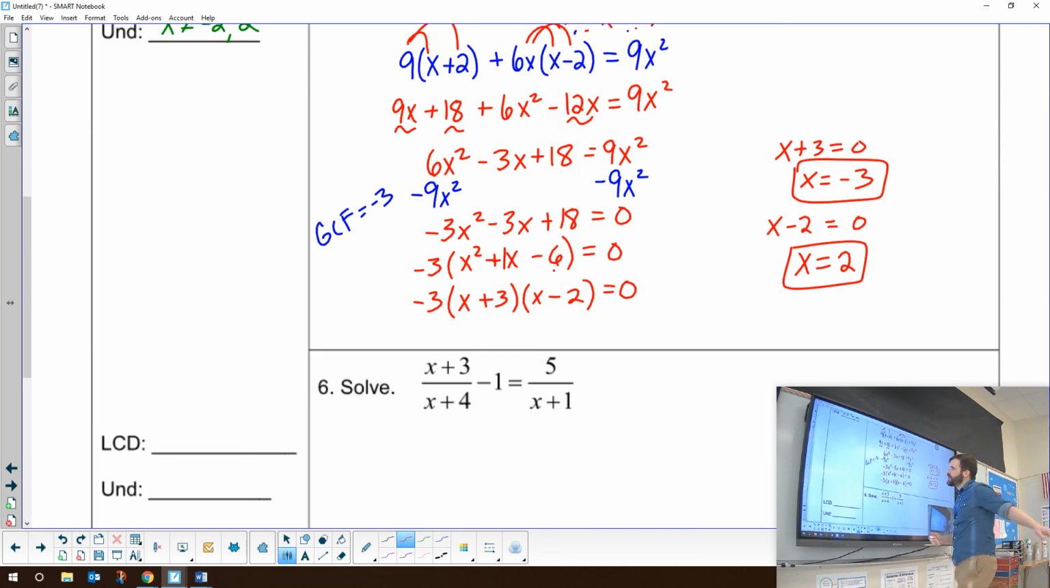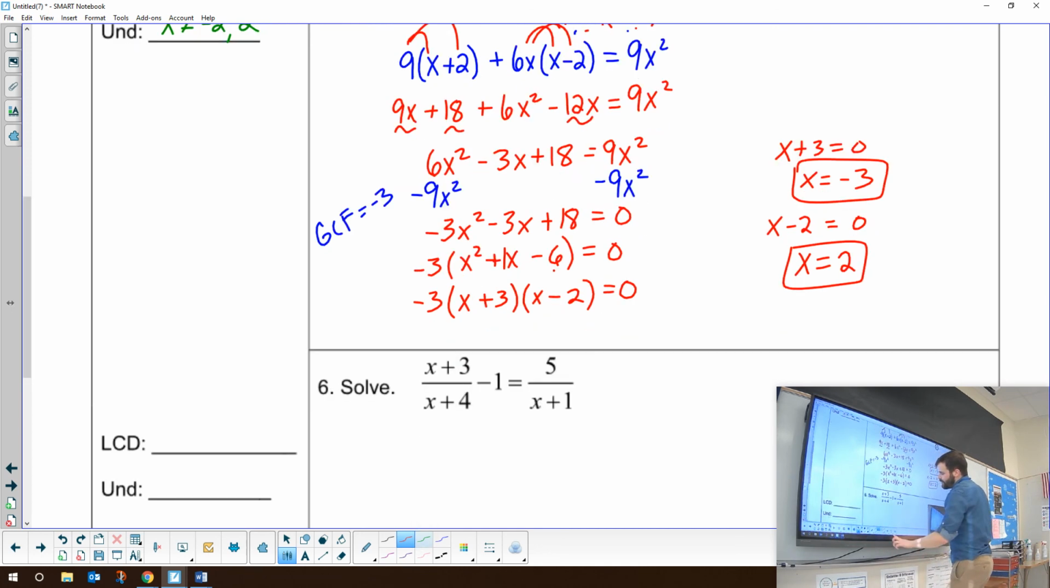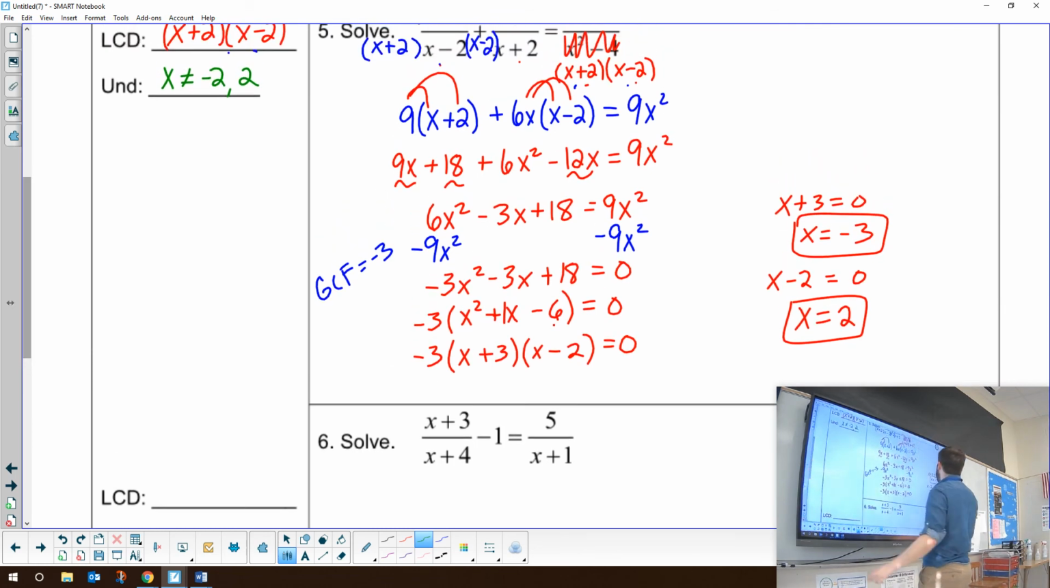Then we are going to check and see. Remember, check and see, are these true solutions? And no, because one of my undefined says x can't equal 2. So if x can't equal 2, that means that this is not a true answer, and my only true answer is x equals negative 3.